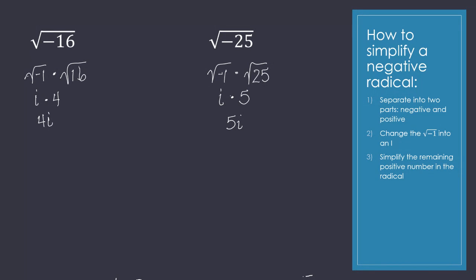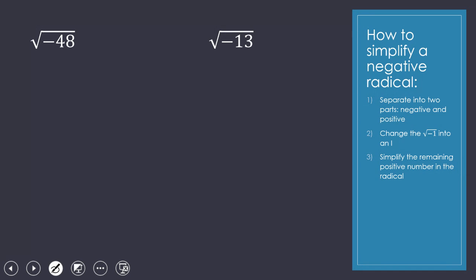I would expect as you get more comfortable with this, you don't have to show all the work for that, but I'm showing you the different steps so that you can organize it in your mind and understand what we're doing. Now those worked out pretty nicely. 48 doesn't have a square root, so what do we do then?